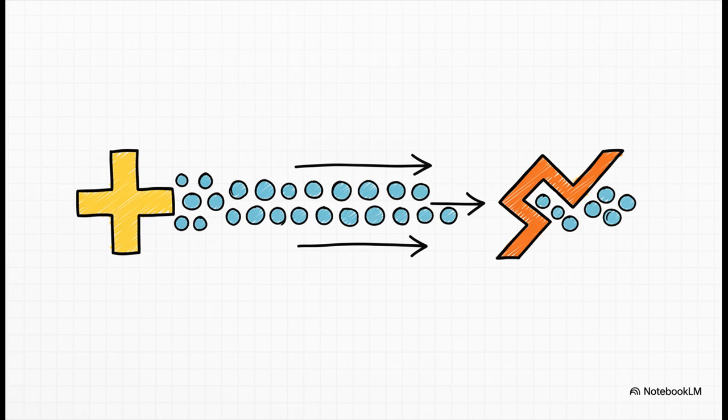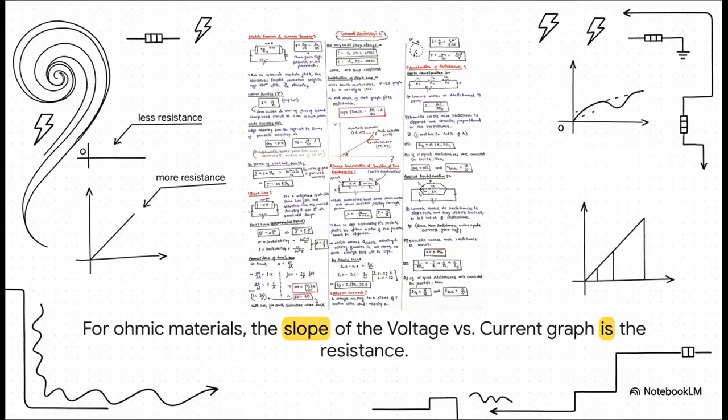Think about it. V is for voltage, that's the pressure pushing everything. I is the current, that's the flow. And R is the resistance, the obstruction. It just makes perfect sense, right? The more pressure you apply, the more flow you get. The more you obstruct it, the less flow you get. It's just elegant.